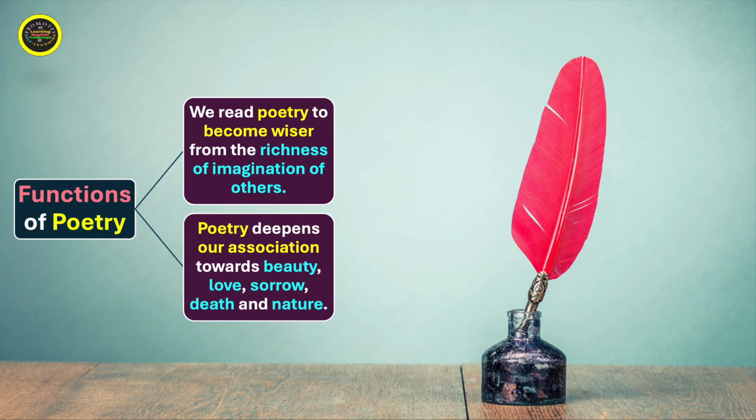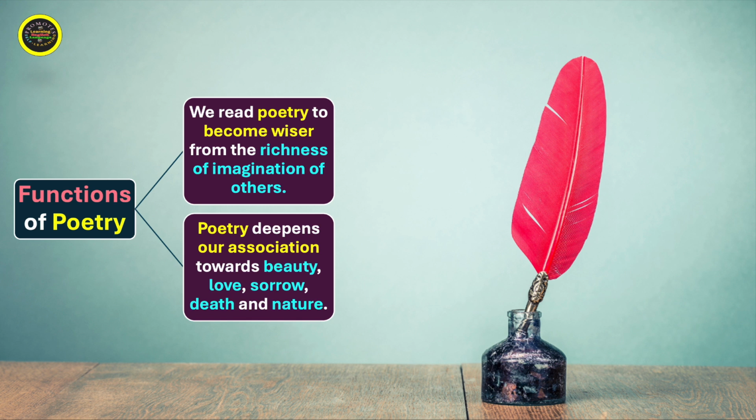Poetry deepens our association towards beauty, love, sorrow, death, and nature. If you read poetry, you develop a sort of association, a sort of relationship, a sort of different outlook towards your understanding of what is beauty, what is love, what is sorrow, what is death, and what is nature. Beauty is not only what we see. Beauty can also be about the inner aspect, inner quality of your thought. So when you read poetry, you can go deep into what beauty is all about. Likewise, love, sorrow, death, and nature.